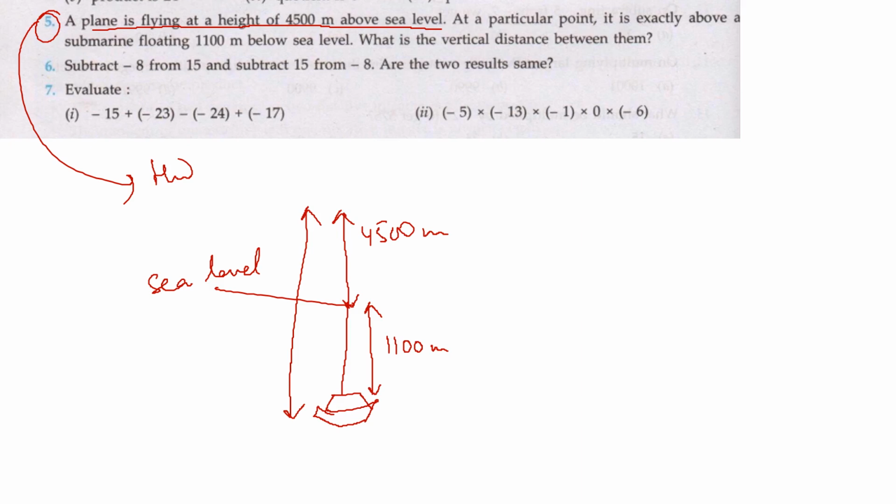Now subtract minus 8 from 15 and subtract 15 from minus 8. Are the two results same? Try to do this as your homework. And second one, if you see here, it is a 0, so directly the answer will be 0. Now here minus 15 plus of minus 23, do it as homework, and this way you are going to revise the chapter. In the coming class you will get a small test, so please revise the chapter nicely.